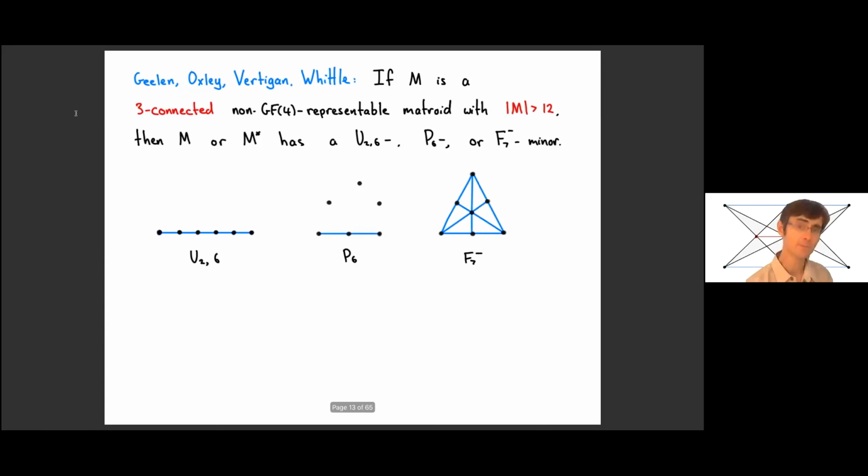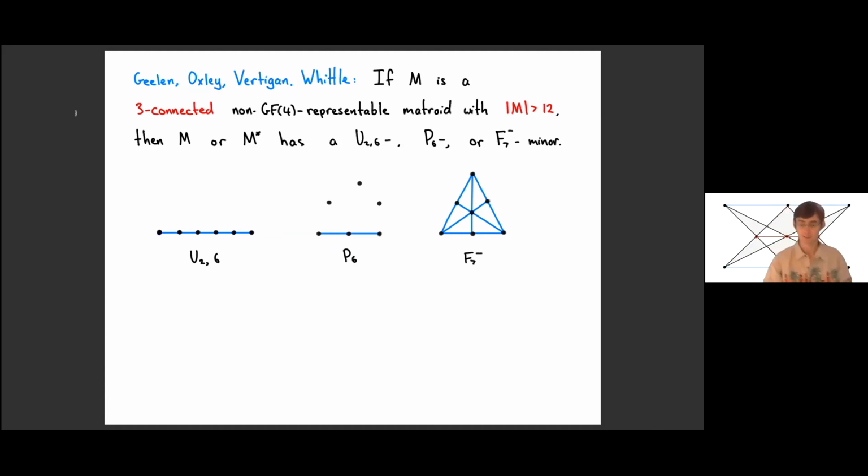So for example, here's a result that you can get from the excluded minors for GF4 representability. There are 7 excluded minors for GF4 representability. And if you take duality into account, there are still 5 of them. But if you're looking at large 3-connected matroids, you can reduce that number to 3 excluded minors. So you only have to exclude the 6-point line, P6, and the non-Fano.